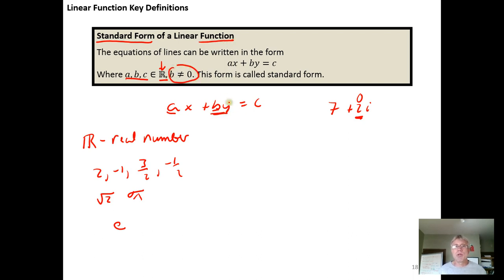If B equals 0, we get a vertical line, and we've already seen in previous videos that a vertical line isn't a function because it clearly fails the vertical line test. If we allowed B to equal 0, then I would need to change this and say this is the standard form of a linear equation or relation, a linear relation, but it's not a function. So for our purposes, we're not going to let B be 0, and we're going to let A, B, and C be any real number with that one exception that B can't be 0.